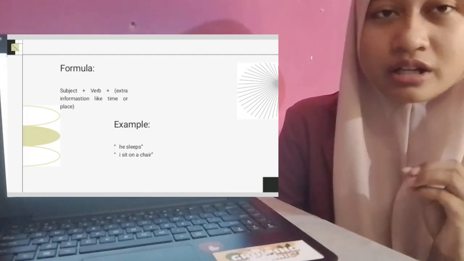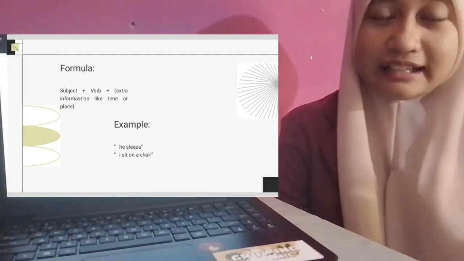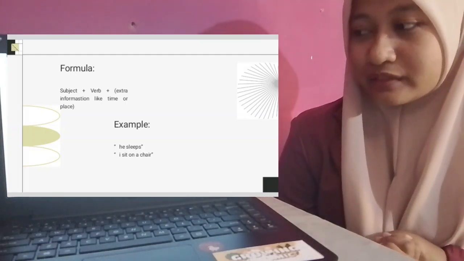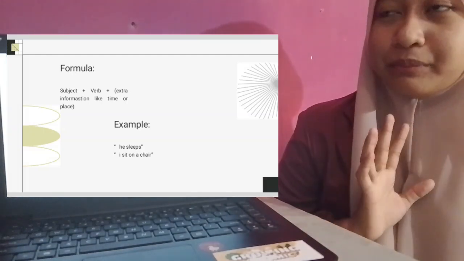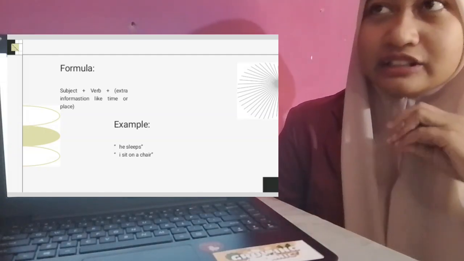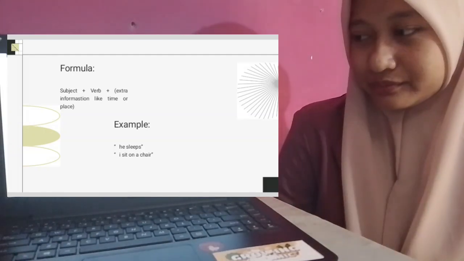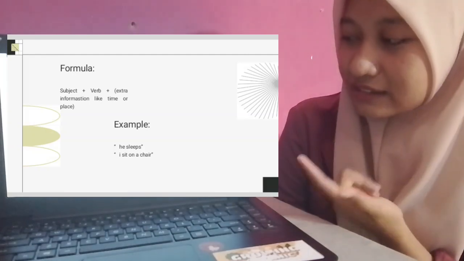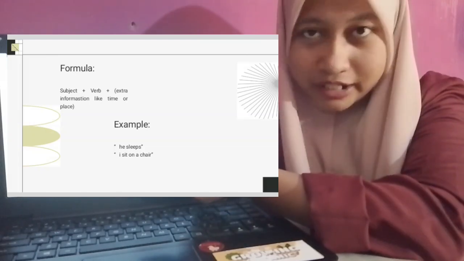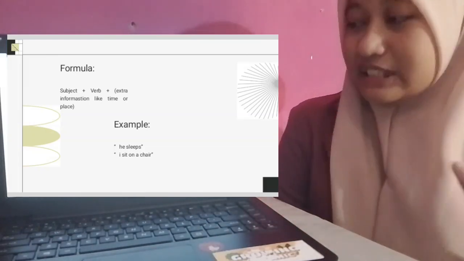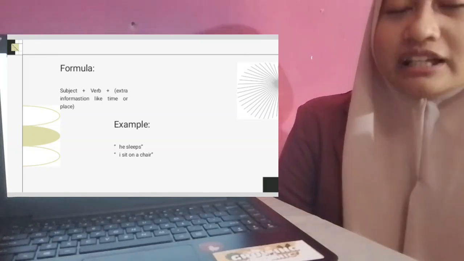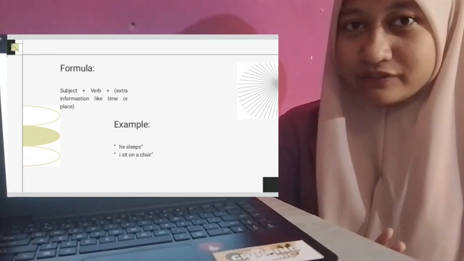I sit on a chair. I sit. Sit doesn't need an object. But some people will wonder why a chair is not an object. Because there is a preposition of place, that is on. That's why chair is not an object, and sit is not a transitive verb but an intransitive verb.